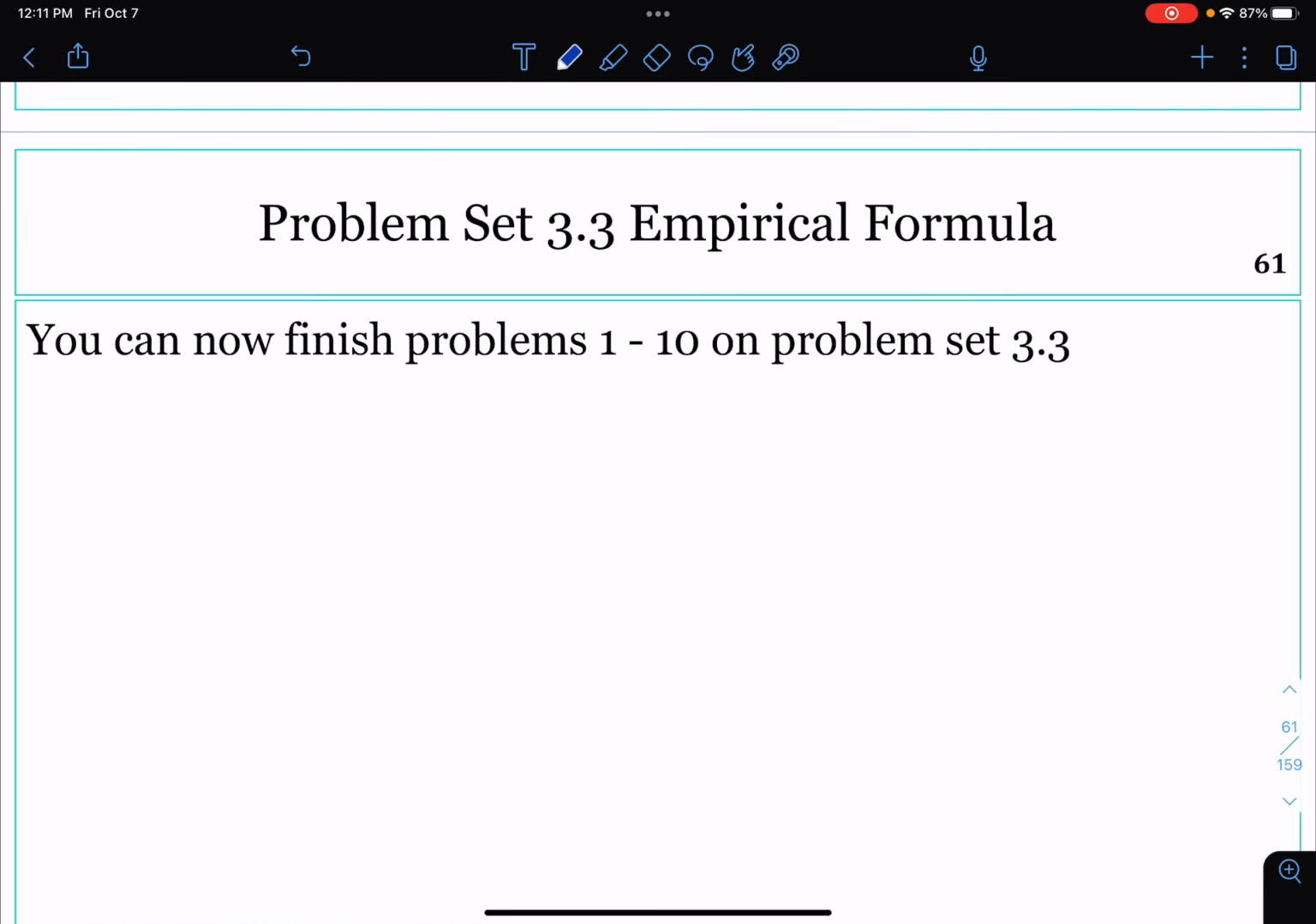So now you can complete problems 1 through 10 on problem set 3.3.